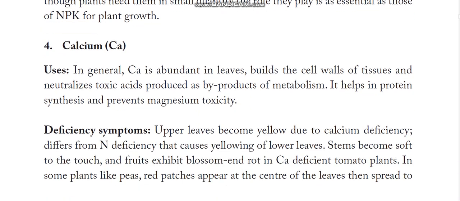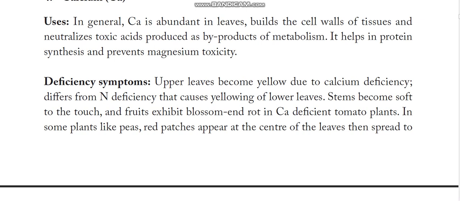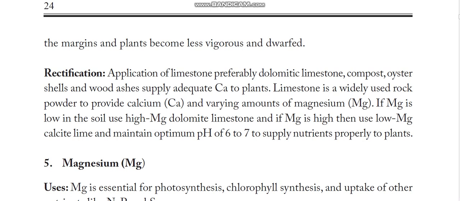Calcium is abundant in leaves. Deficiency symptoms: upper leaves become yellow. That is more important. In case of nitrogen deficiency, lower leaves become yellow. Here, upper leaves become yellow, which differs from nitrogen deficiency that causes yellowing of lower leaves. Stems become soft and fruits exhibit blossom end rot, especially in tomatoes.